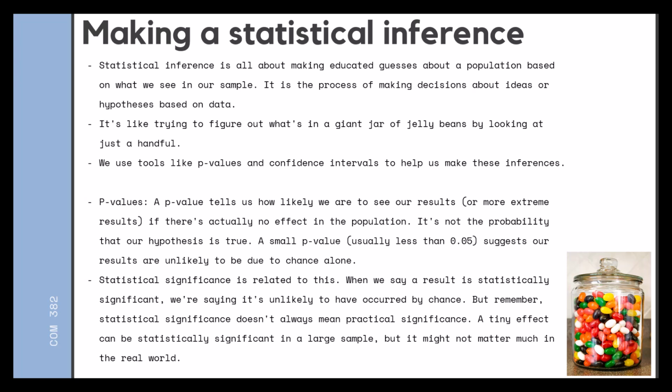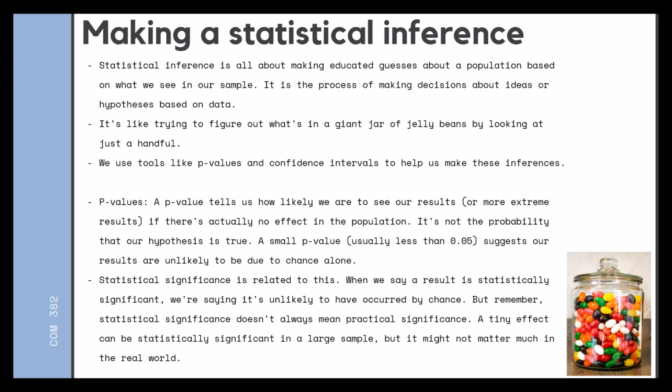When we talk about making a statistical inference, this is really just us making an educated guess about what is going to happen in a population based on what we see in our sample. It's a process of making decisions about ideas or hypotheses based on data. It's sort of like trying to find out what's in a giant jar of jelly beans by just grabbing a handful, right? If you have a few white ones and a few yellow ones in your hand, you're going to probably try to make some conclusions about what's going on in the whole jar. Within this, we use tools like p-values and confidence intervals to help us make these inferences.